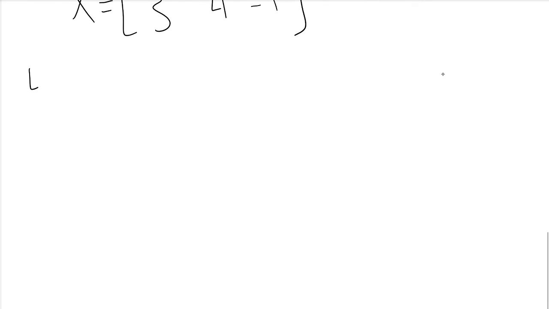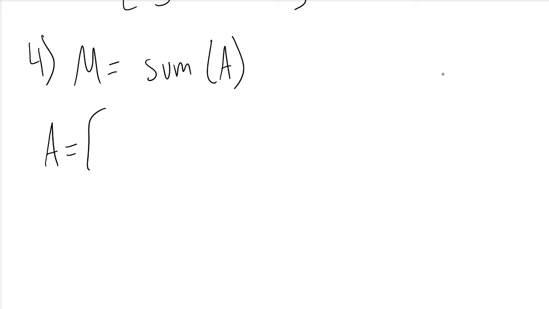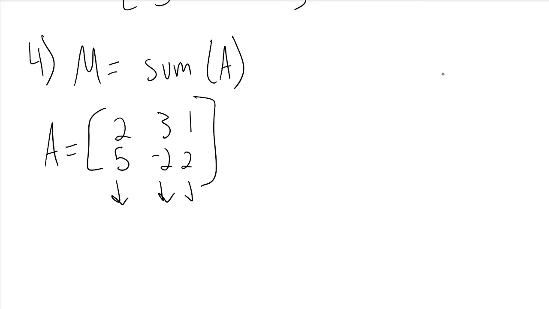All right, moving on to number 4. We're going to get M is equal to the sum of A. So remember, sum will not give you the total sum. If it's applied to a matrix, it will just give you the sum of each column. So our A is equal to 2, 3, 1, 5, negative 2, 2. And so if we sum up each one of these columns, we're going to get 7, 1, 3. So then that's going to be stored in our M.